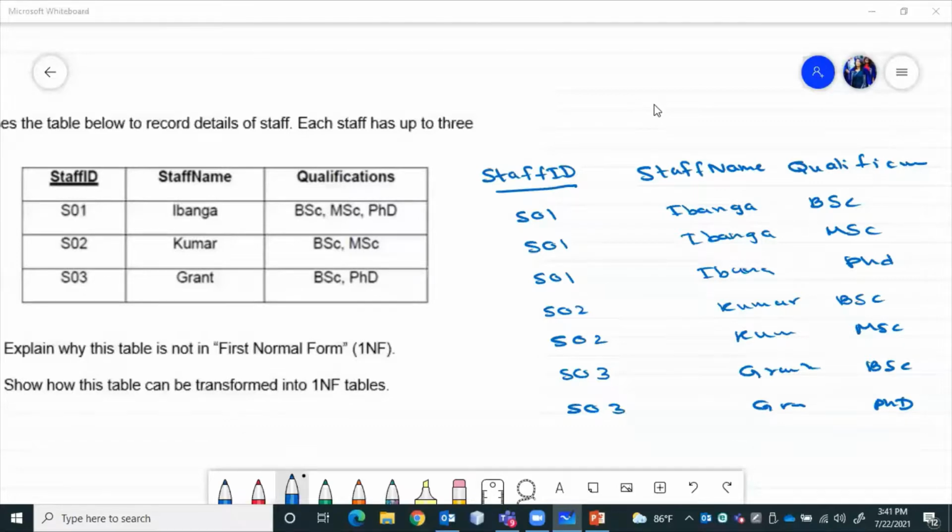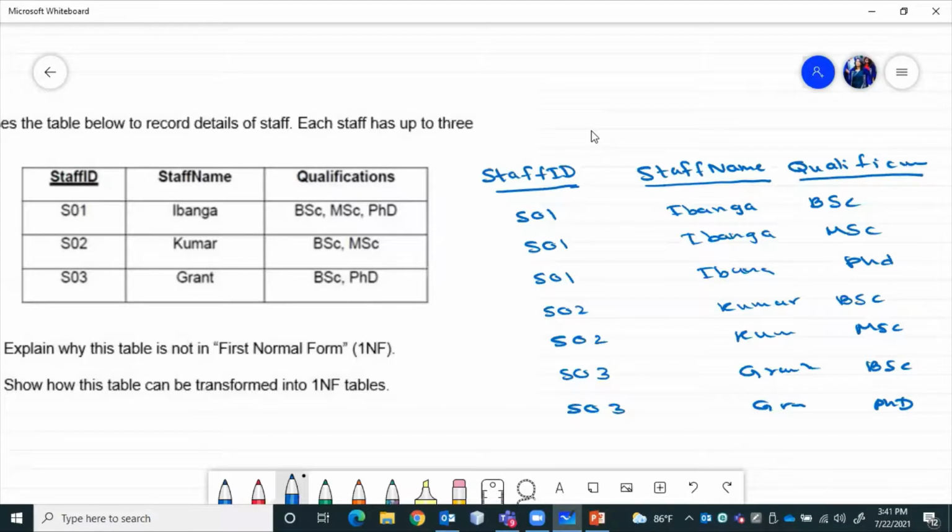Yeah, we need a composite key. Now, is it enough, staff ID and staff name? No, we have to make this one a primary key as well. Now we have a composite primary key.